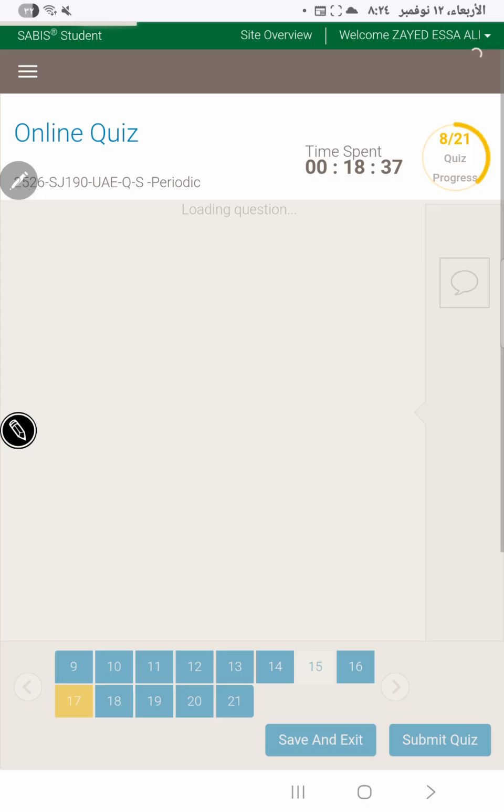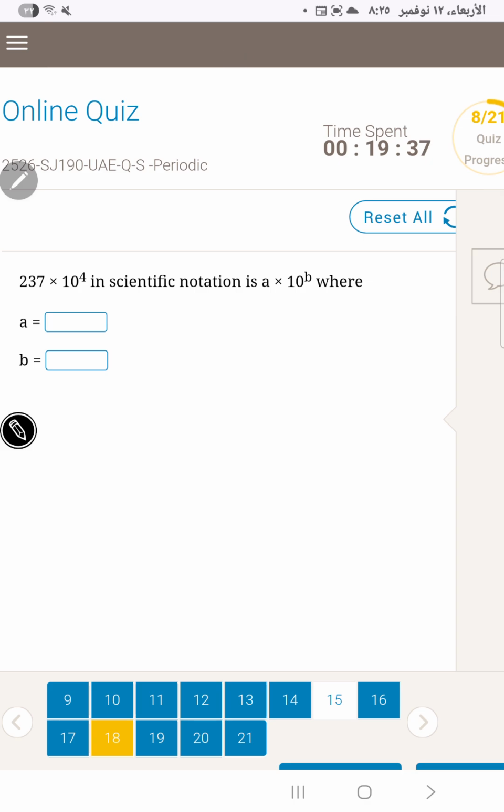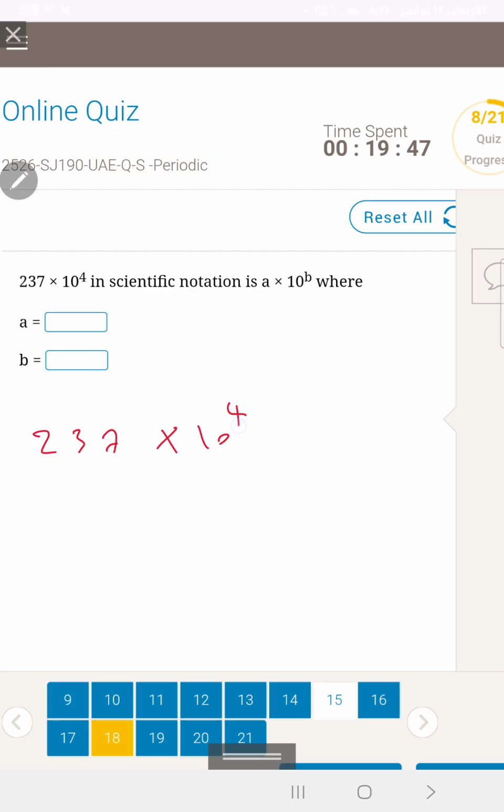Number 18 now. Now, 237 times 10 to the power of 4 in scientific notation, what is it? 237 times 10 to the power of 4. Decimal must be here. This means we have to divide here by 100 to take the decimal two places. And then we have to multiply by 100 in order for the value not to change. So 2.37 times 10 to the power of 6. So here 2.37 and here 6.